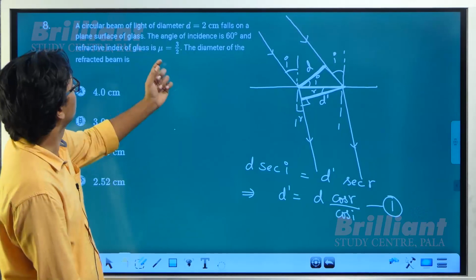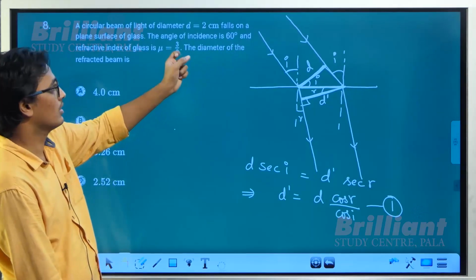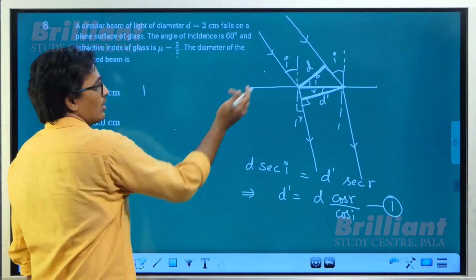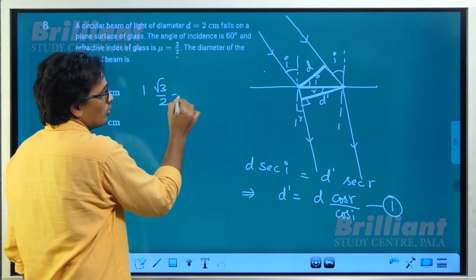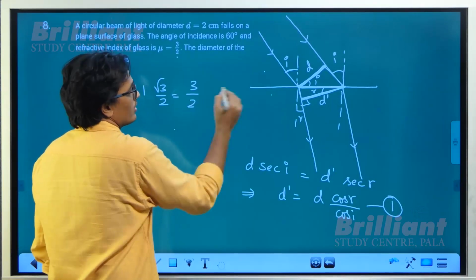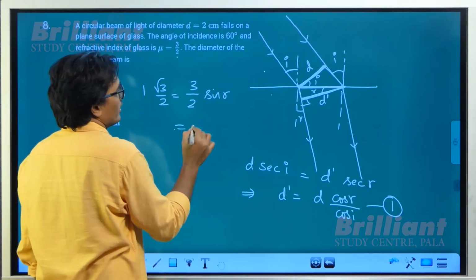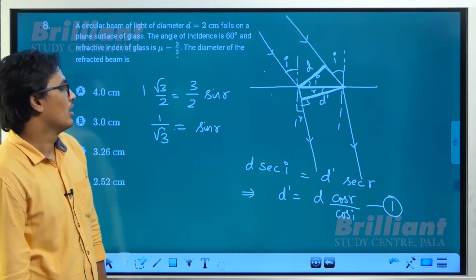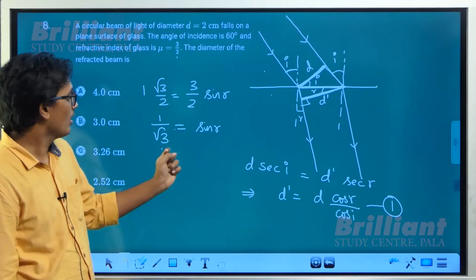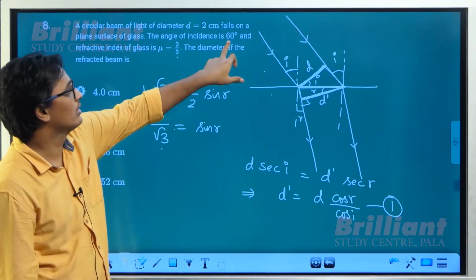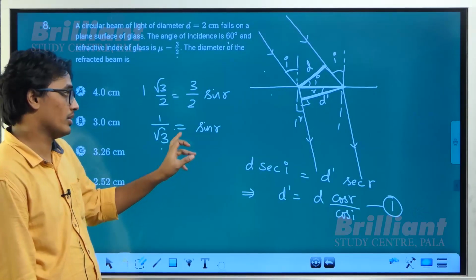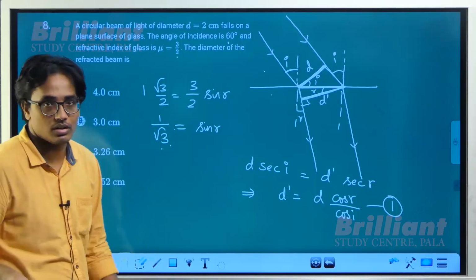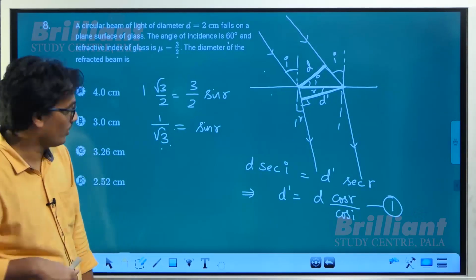Now they have given us angle of incidence and refractive index. So apply Snell's law. Okay, mu is 1, sine 60 is equal to mu sine r. So you'll get sine r as 1 by root 3. So we have sine r. We know initial angle of incidence. We know angle of refraction. So you can substitute in this. If you solve that, you'll be getting answer as 3.26.